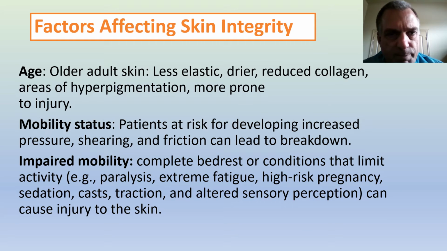Factors that can impact skin integrity. First of all, we have the aging adults. As we age and have exposure to the elements, we have less elastin, less collagen, and hyperpigmentation of the skin. It's more prone to injury because of the decrease of both the elastin protein and collagen proteins as we age. So we are more prone to injury to the skin.